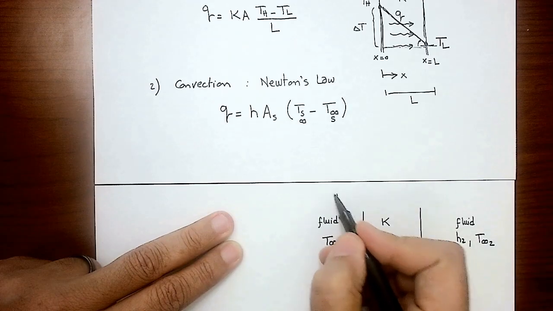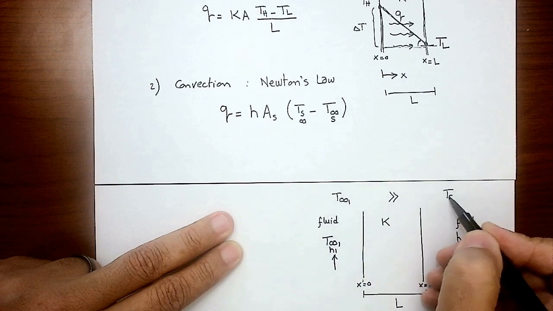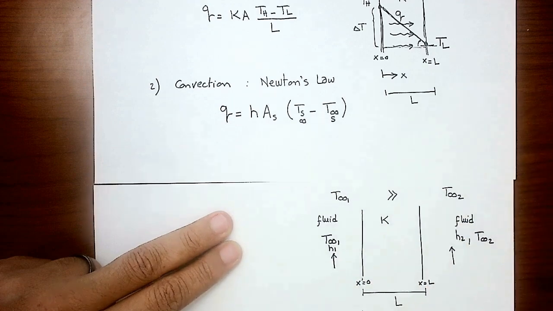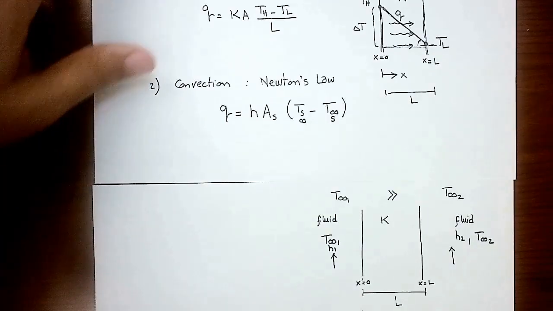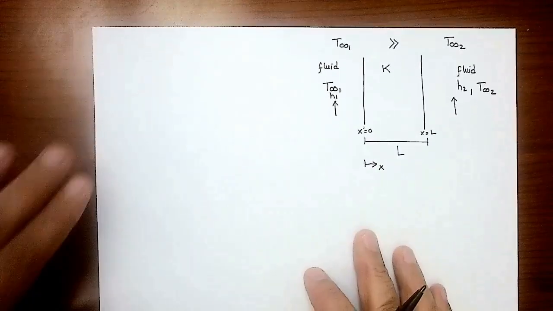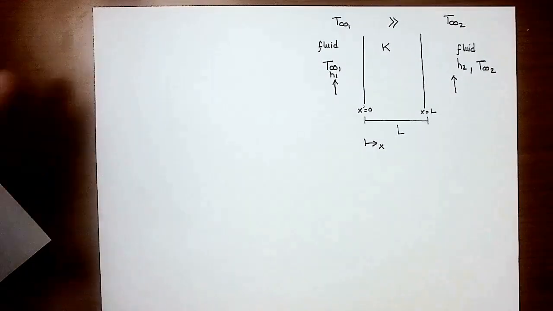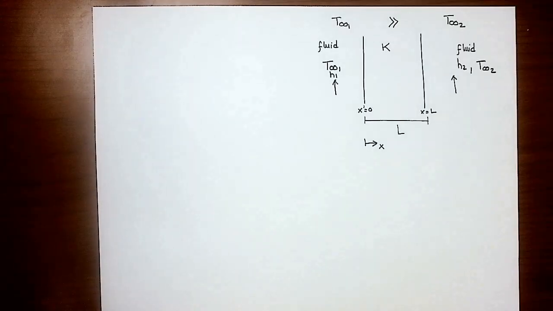Let's assume that T infinity 1 is much, much greater than T infinity 2, which means that I'm already having a temperature difference. I'm having a driving force that's going to drive energy because I have a hot fluid on this side and cold fluid on this side. So how would the energy transport in this case?